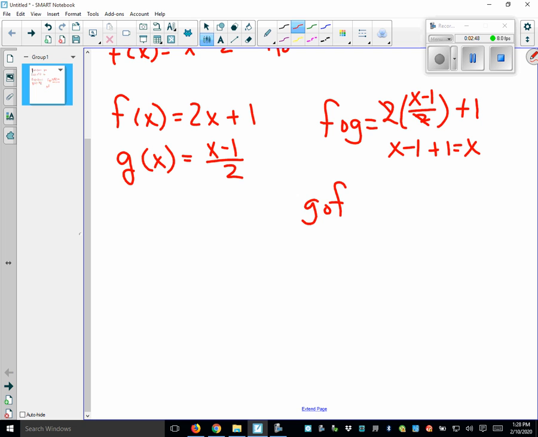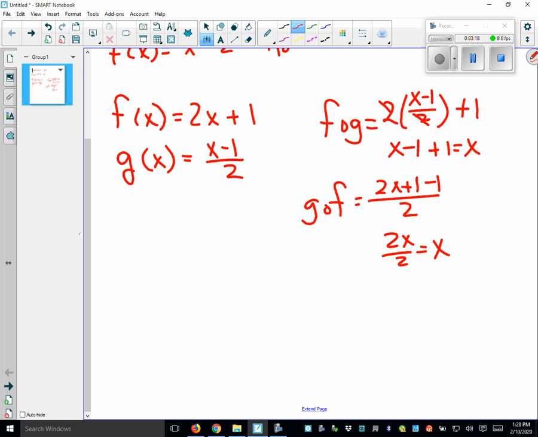I have 2x plus 1 minus 1 over 2. 2x over 2 is x. So are they inverses? Yes. Are we good with that? Okay.